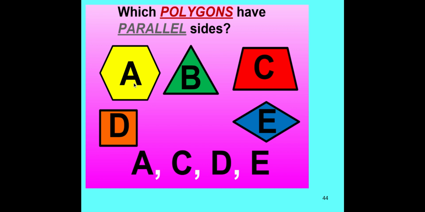A had parallel sides with the top and bottom, this diagonal with this diagonal, and these two. B, they all end up touching each other, so there are no parallel sides. C, the top and bottom are parallel. D, the top and bottom are parallel, and then the sides are parallel with each other. And then E is a rhombus, so this side is parallel with this side, and this one is parallel with this one.